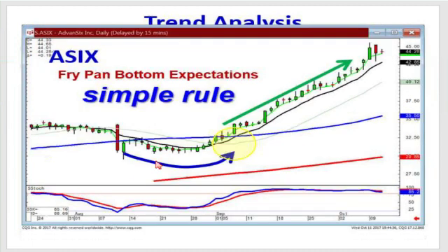We know if we have a fry pan bottom, what our expectation is on the breakout. A very strong price move. How long is this price move? Or how long do we stay in it? Until we see a sell signal and a close back below the T-line.